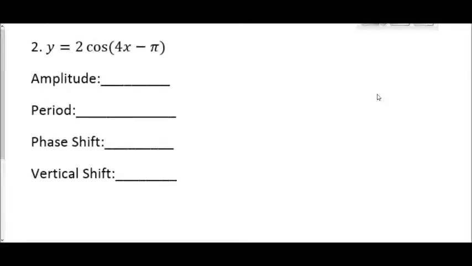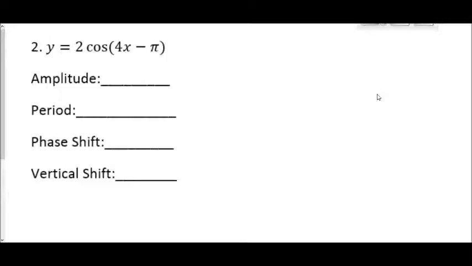Okay, let's look at the second problem. Our equation is y equals 2 times cosine 4x minus pi. So they've asked for 4 values. We need to look for the amplitude, period, phase shift, and vertical shift, and then we need to graph one period of this function.